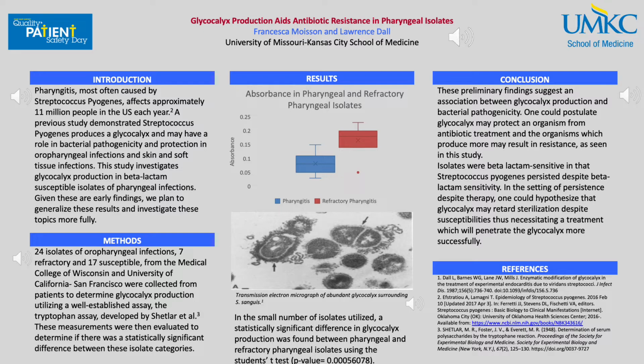In the small number of isolates used, a statistically significant difference in glycocalyx production was found between pharyngeal and refractory pharyngeal isolates utilizing the student's t-test, which produced a p-value of less than 0.05.